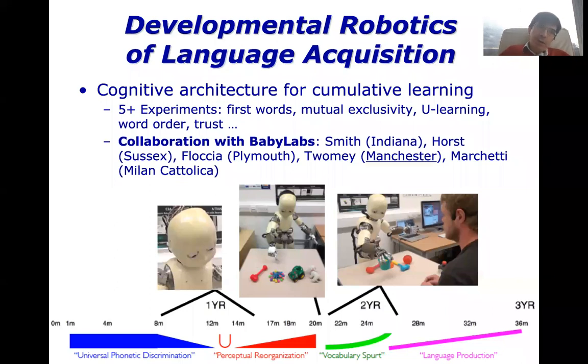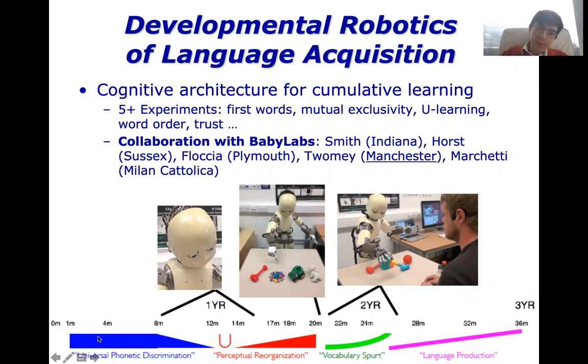The way we approach the validation of the architecture is by reading papers in child psychology, but more importantly, by collaborating closely and directly with many baby labs. We start with Linda Smith in Indiana and other researchers linked to the same school in developmental psychology, so Jessica Horst and Katie Twomey. Katie Twomey is now my colleague in Manchester. Then we have worked also with the baby lab in Plymouth, led by Caroline Floccia, and also a new collaboration with Milan Cattolica. There is a theory of mind and social cognition group in developmental psychology, Antonella Marchetti and colleagues.